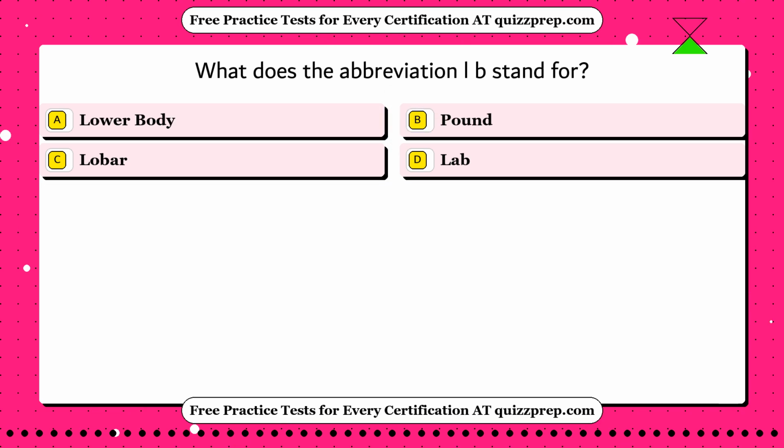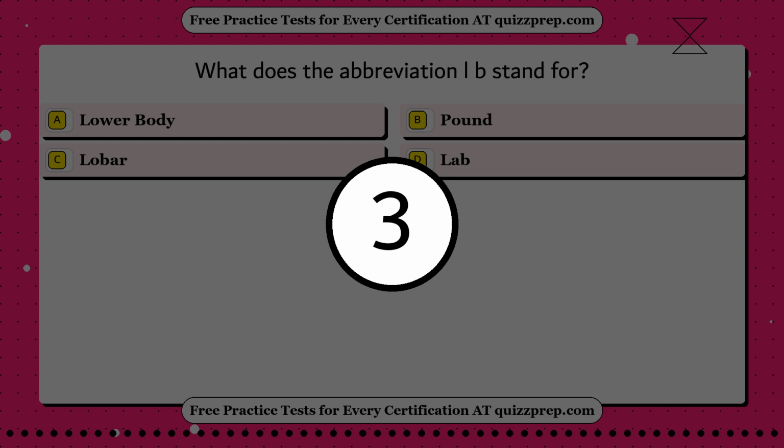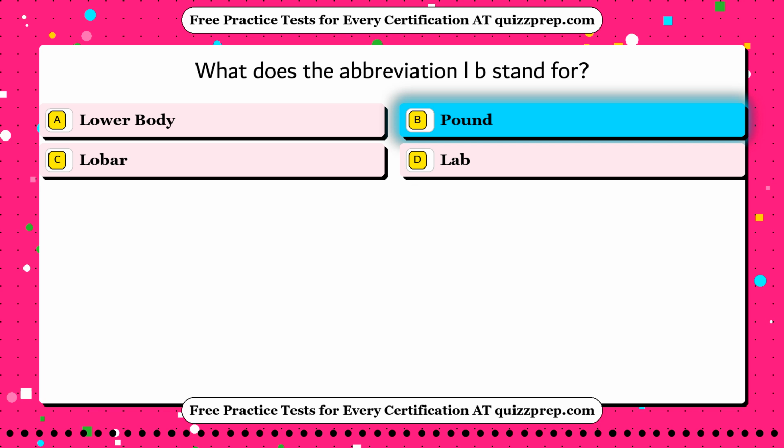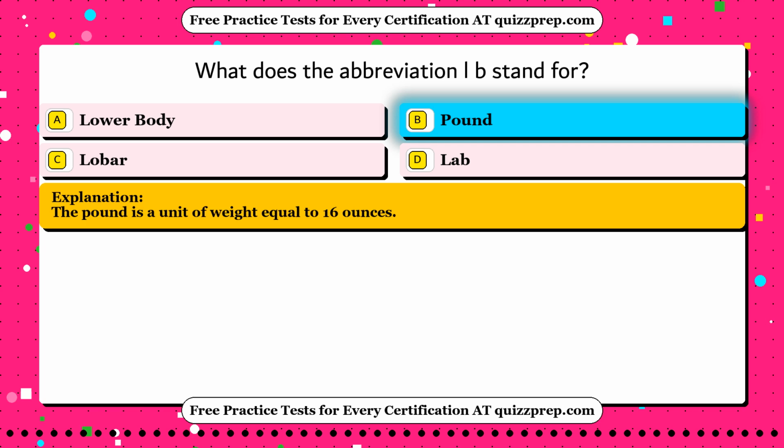Question 59. What does the abbreviation LB stand for? Option A, lower body. Option B, pound. Option C, lober. Option D, lab. The correct answer is option B, pound. The pound is a unit of weight equal to 16 ounces.